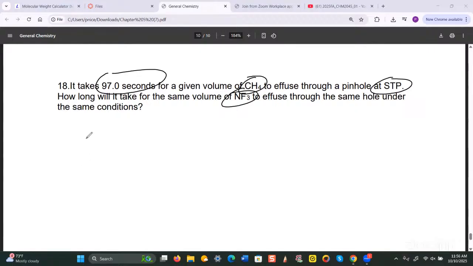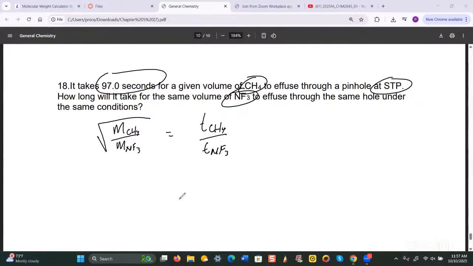So standard temperature and pressure, which doesn't really matter. It's going to be the square root of the molar masses is equal to the time. Okay, what are the guesses? CH4, and then NF3, right? And that's equal to what now? T of CH4 over T of NF3. Good. And what is the question asking for?